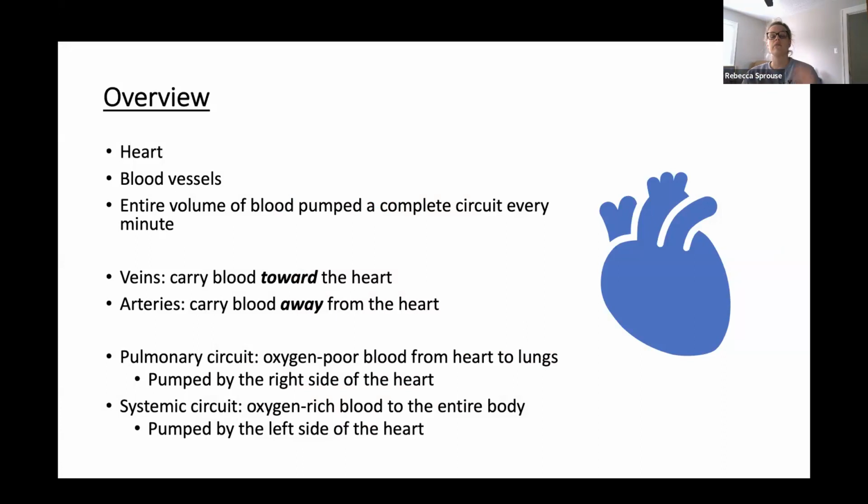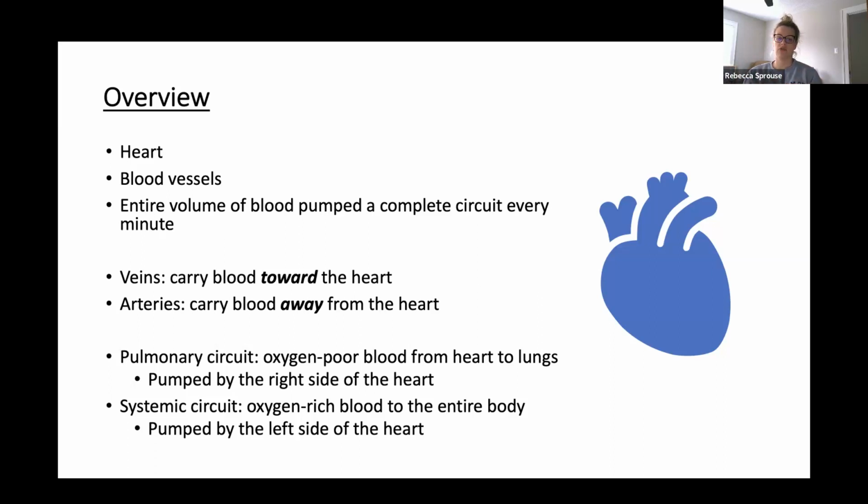So the cardiovascular system includes the heart and all of the blood vessels. And when we talk about the cardiovascular system, we're talking about the entire volume of blood pumped in a complete circuit throughout the body every single minute. That would be a heartbeat.